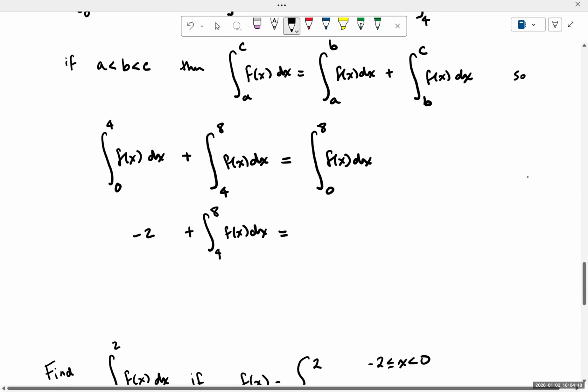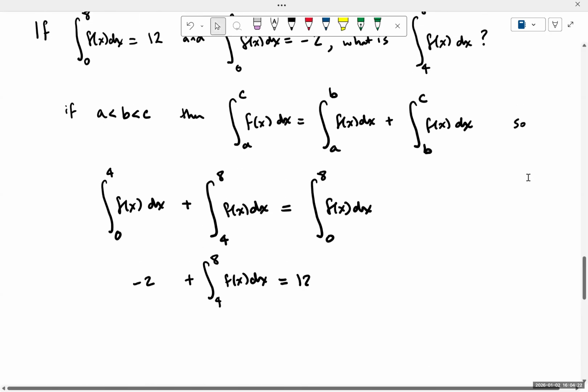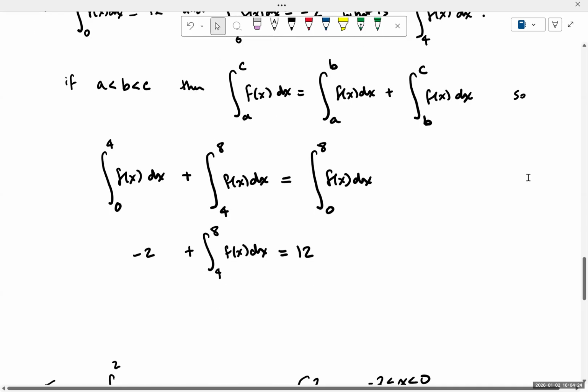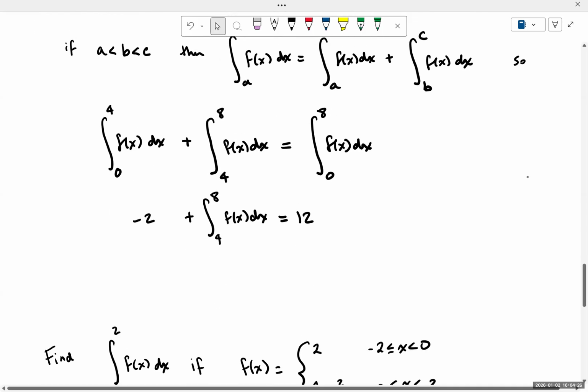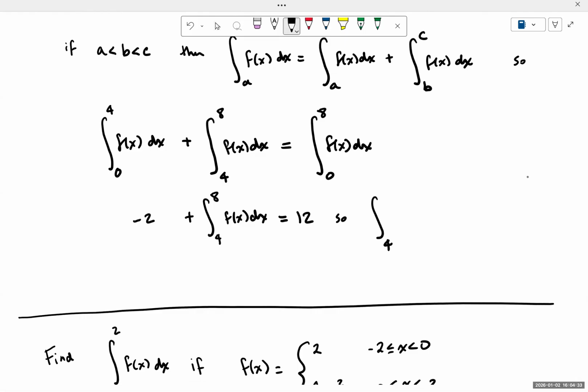And this 0 to 8, what did we say 0 to 8 was? 0 to 8 was 12. So we can just solve: the integral from 4 to 8 of f of x dx is going to be 12 plus 2, which is 14.